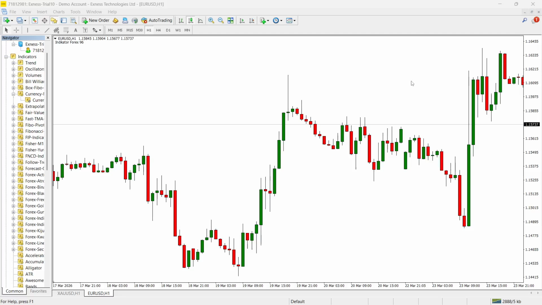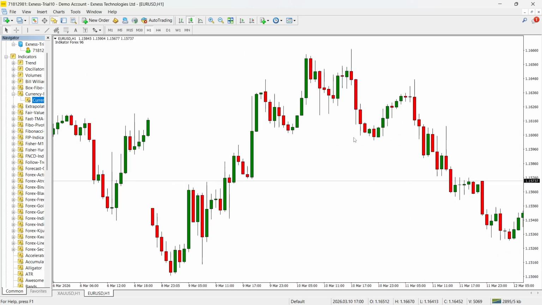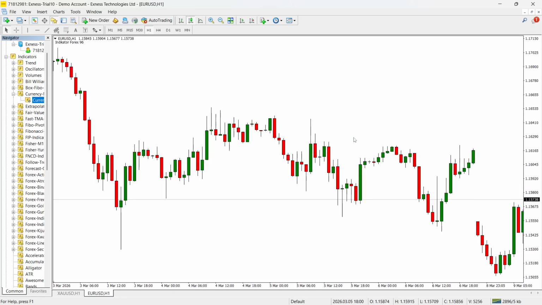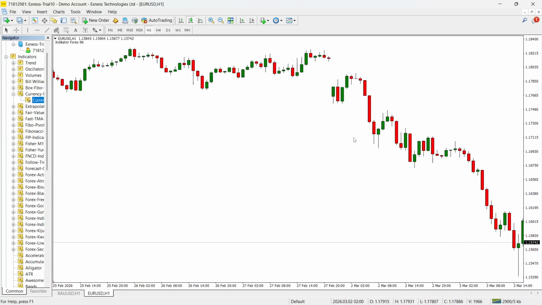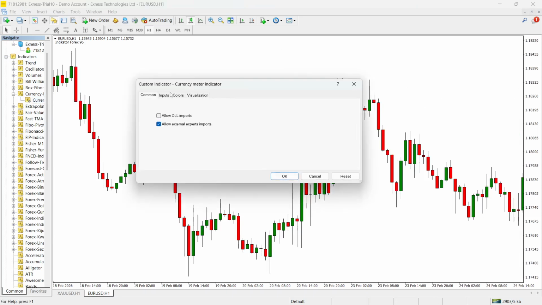Hello traders, in this video we're taking a look at the Forex Correlation Matrix for MT4. We'll cover how the correlation matrix appears on the screen, what the color-coded percentage values imply about relationships between currency pairs, and how traders can use this information to manage risks and avoid overexposure. At this point I'll load the indicator on the chart so you can see how it looks in real time.